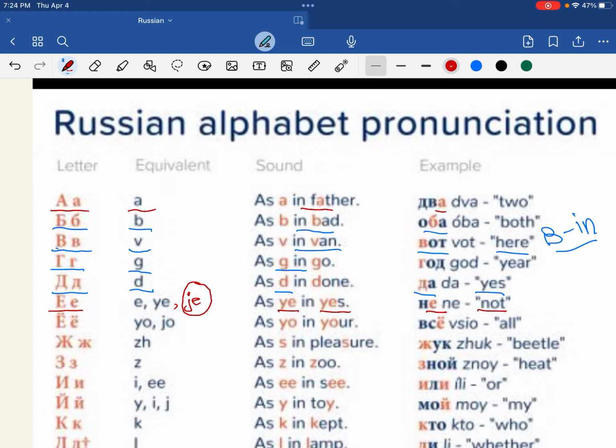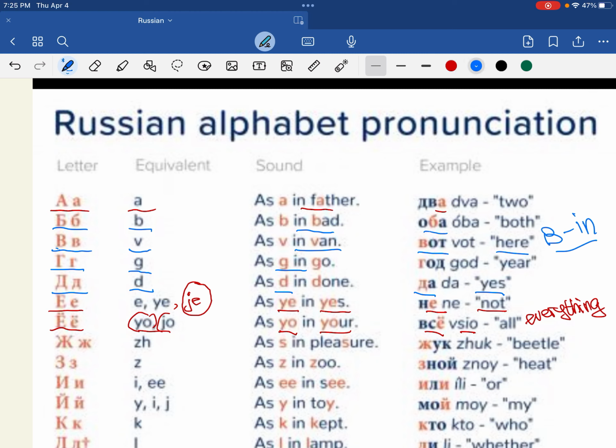The next letter is yo. Again, it would be pronounced like yo, also for English speakers and for German speakers, for example. In English, it would be pronounced like yo in your. In Russian, it will be pronounced like yo in всё, just a little bit softer, which means all, or I would also say that would mean everything. For example, всё, что тебе надо, everything you need.